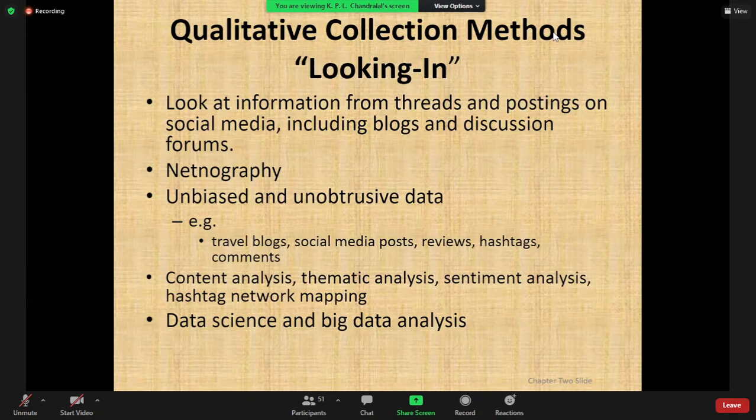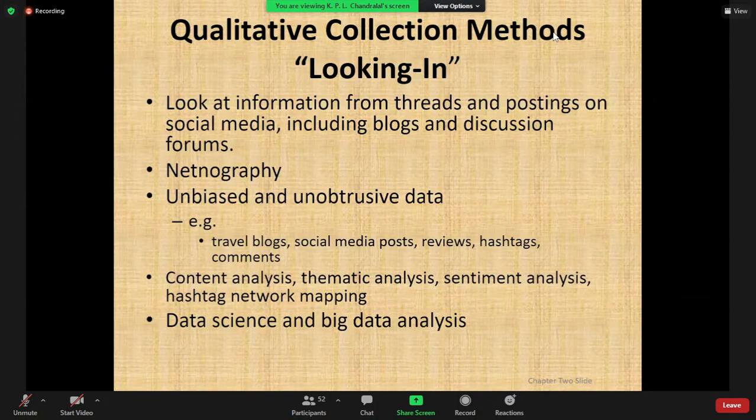Others. So there are a lot of data available free, right? It's very, very less expensive data. And that is not the main reason behind the popularity of this technique. It's less expensive. That's one reason, but that's not the main reason. The major reason is these data are unbiased and unobtrusive data.